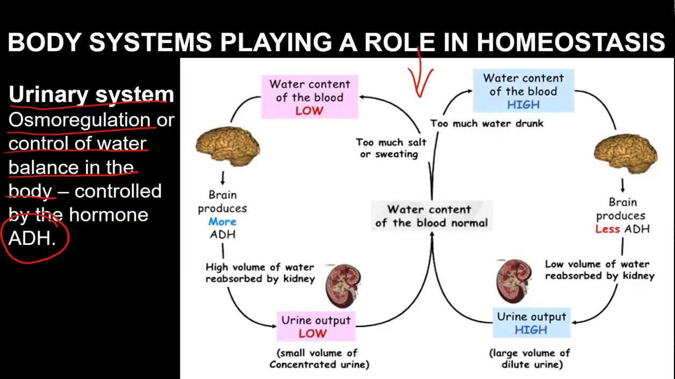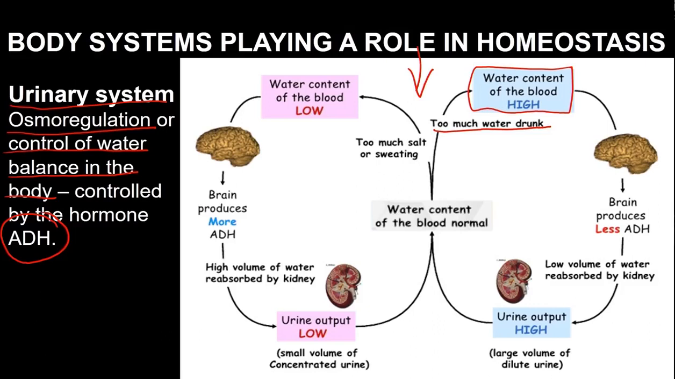So, let's have a look at how this works. Okay, first of all, the situation here. You drink too much water. You glug down 2 liters of water. What that means is the water content of your blood is then too high. The salts are too dilute.